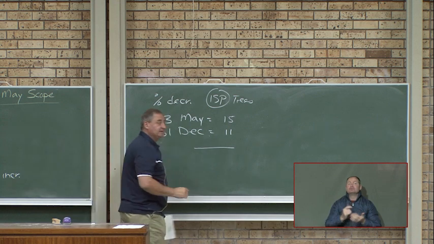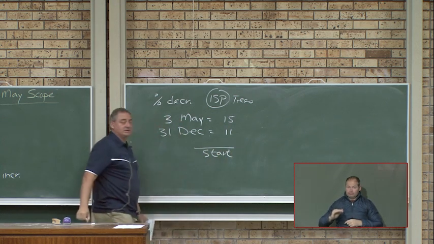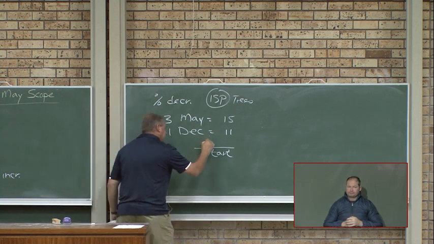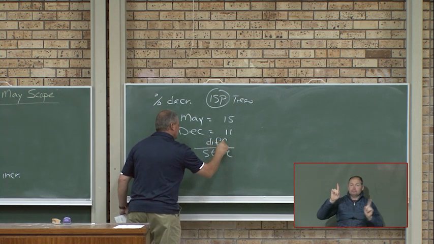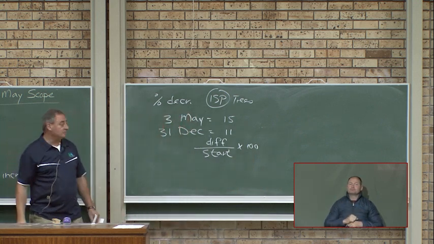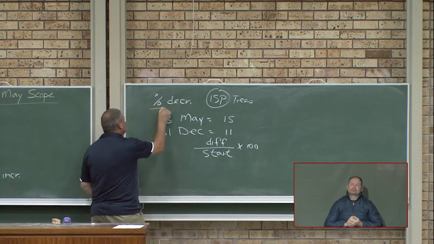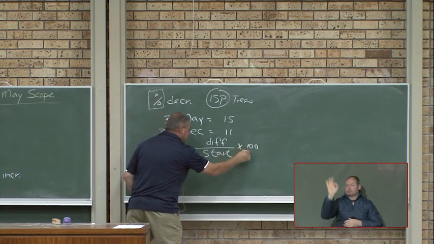Please help me. What do you see that side? You must put at the bottom the what? The starting point. And what must you put at the top? And you must always multiply by what? Because you're working towards percentage, isn't it? Always when you work with percentage, you must multiply by 100.